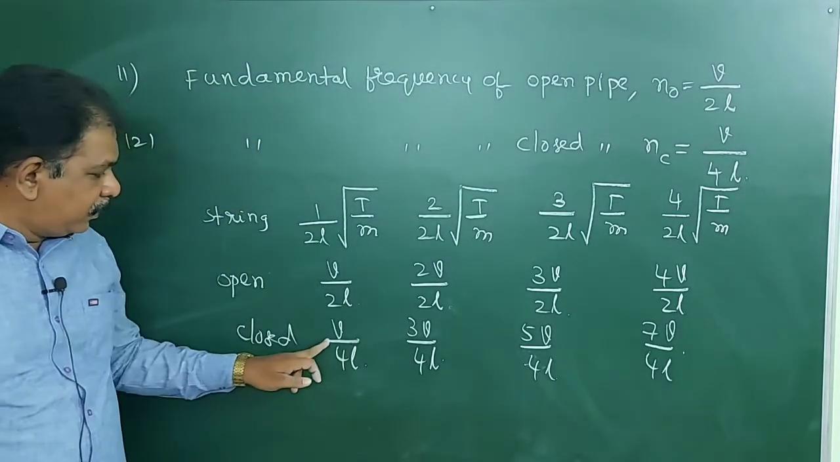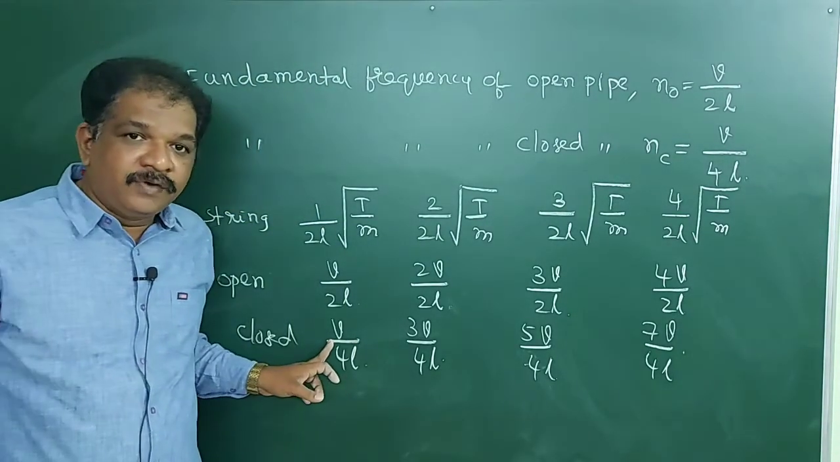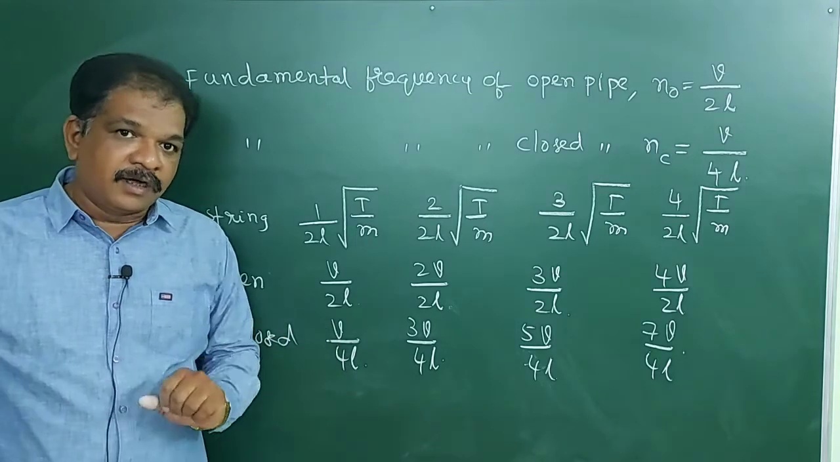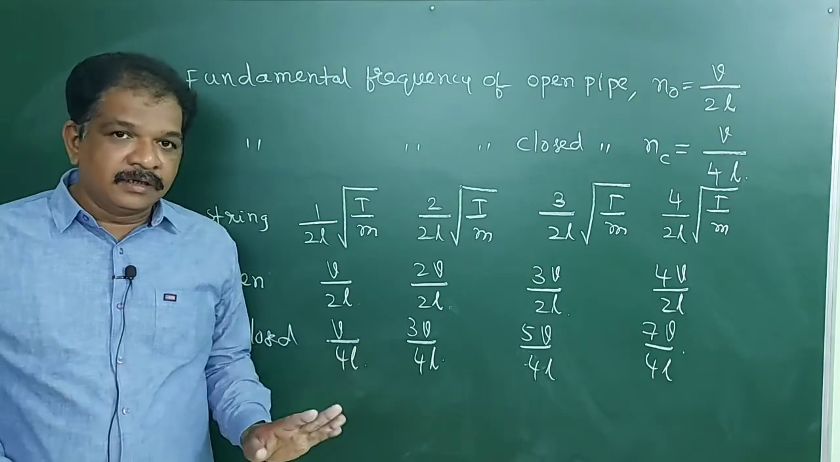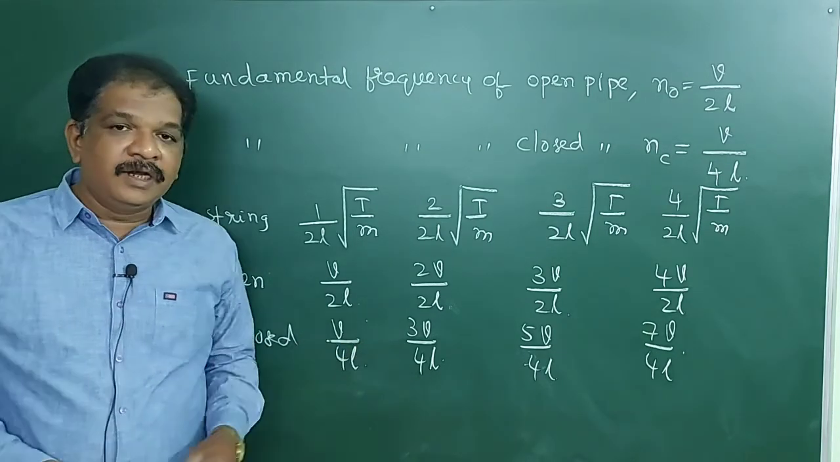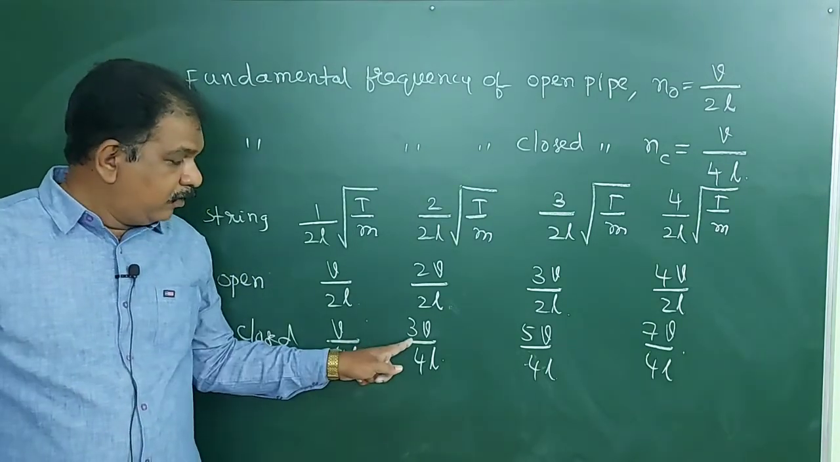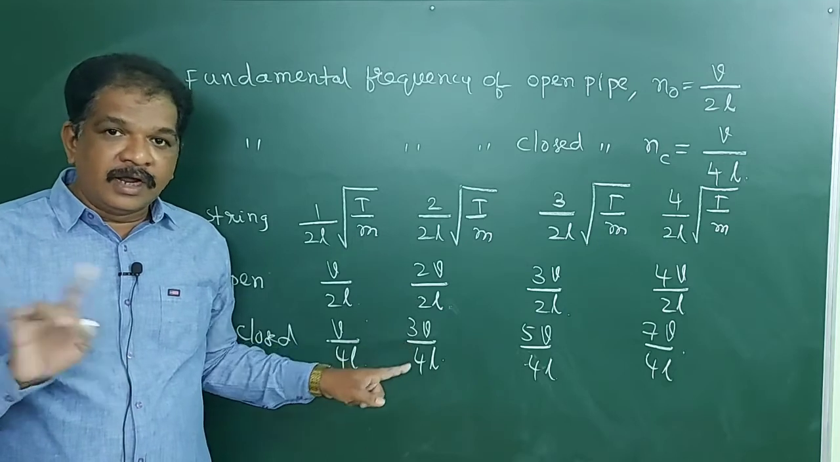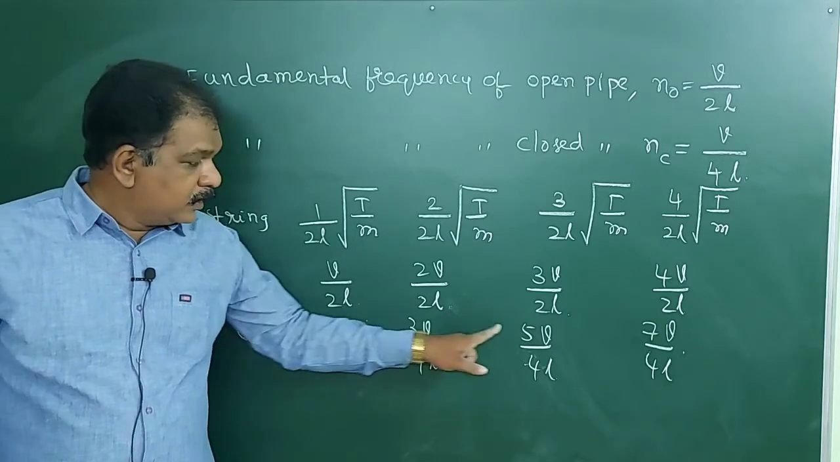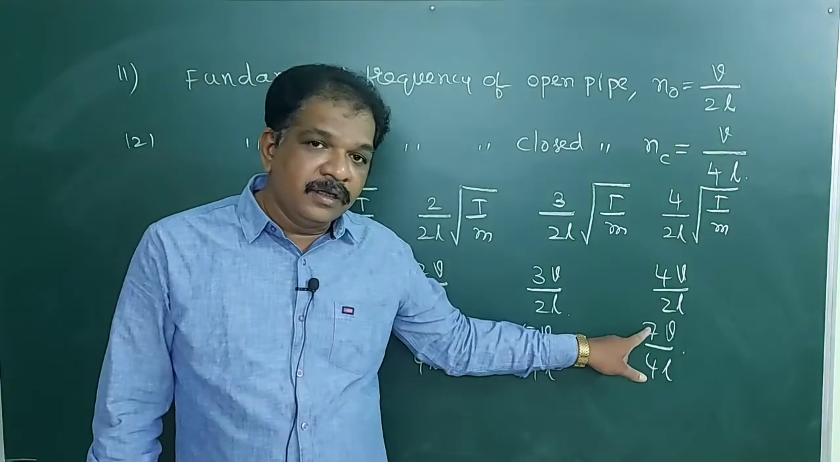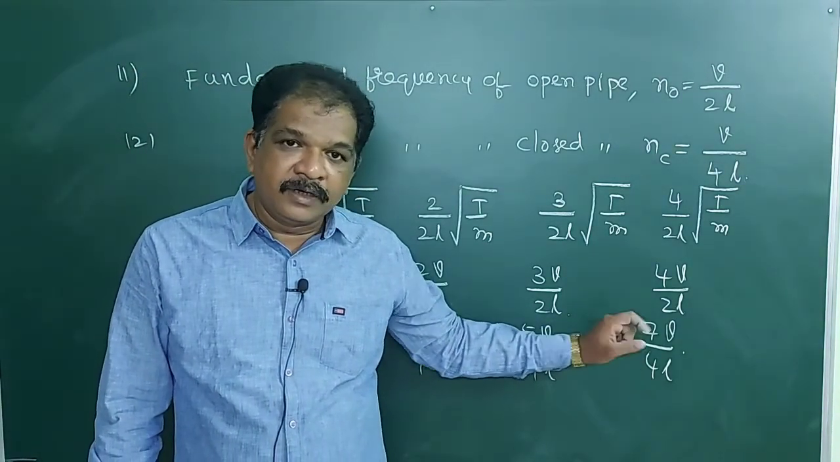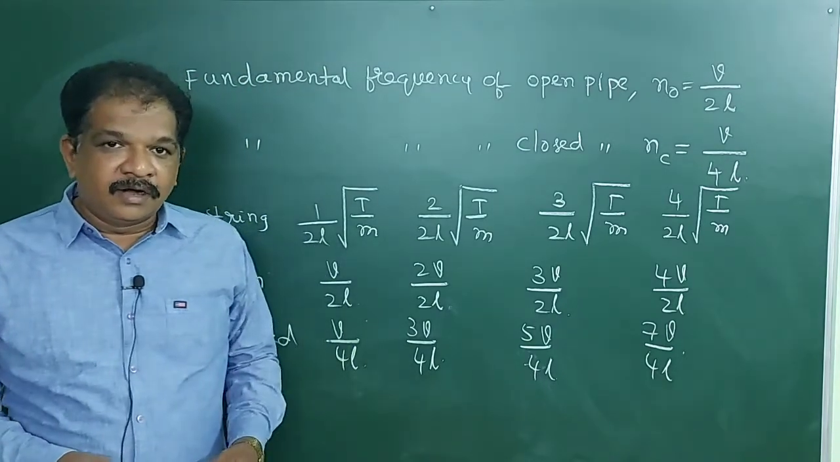Here what will happen? This will be fundamental frequency or first harmonic. Okay? Second harmonic is missing. 2V by 4L is not there. It will be called third harmonic, not second harmonic. This will be third harmonic, this fifth harmonic. This will be seventh harmonic. Clear? Like that we will call.